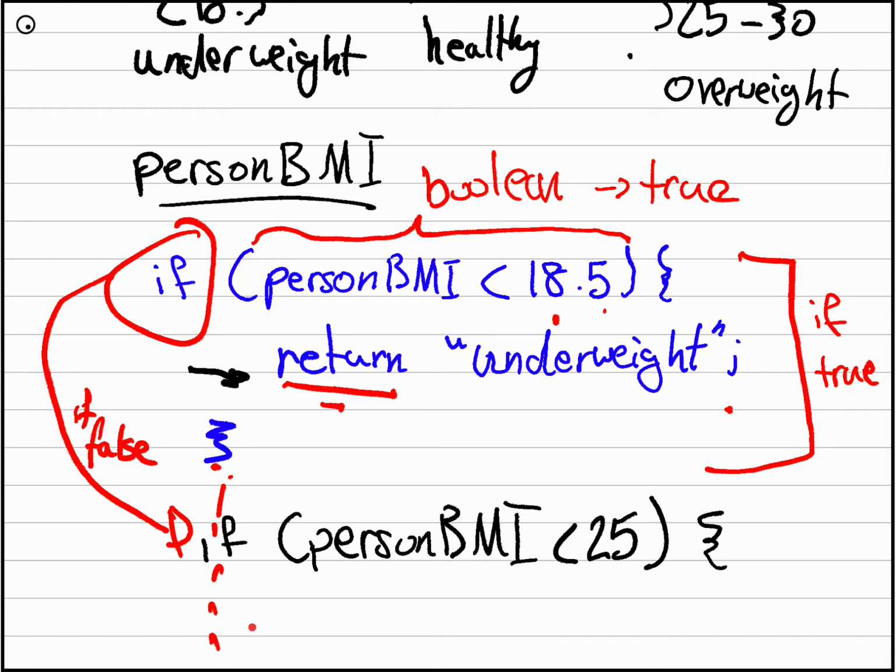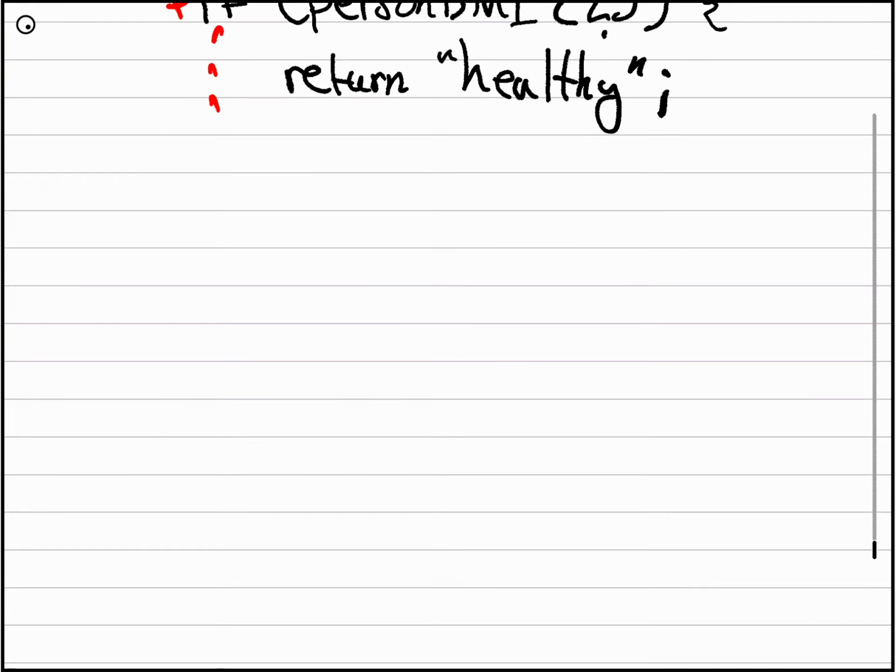That is right. So at this point, we know the person has to be what type of body weight? Overweight. It's healthy, right? 18.5 to 25 is healthy. Oh, less than 25, yeah, it's healthy. So at this point, we know the person is definitely more than 25.